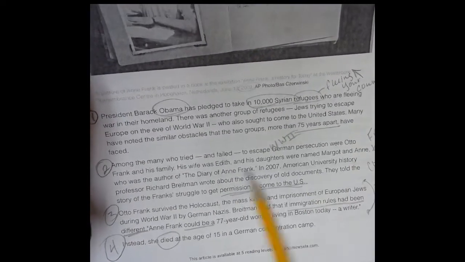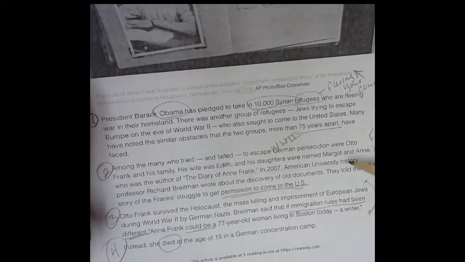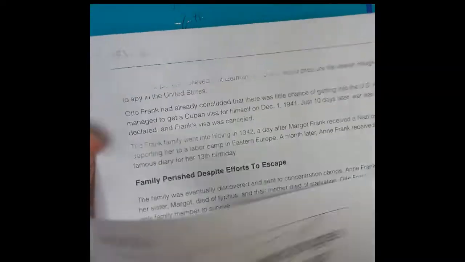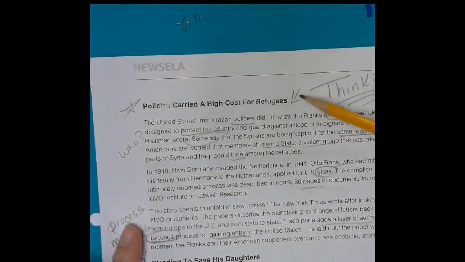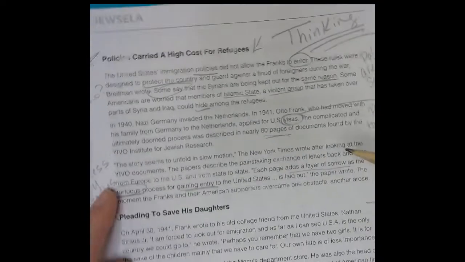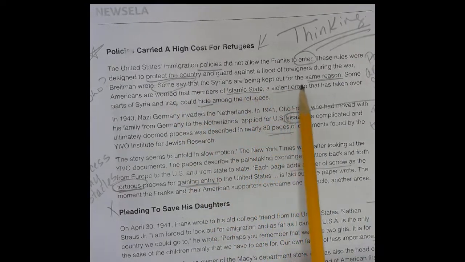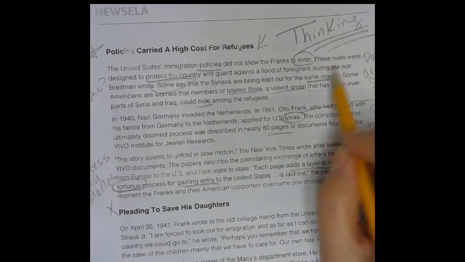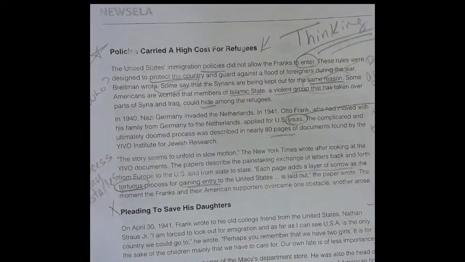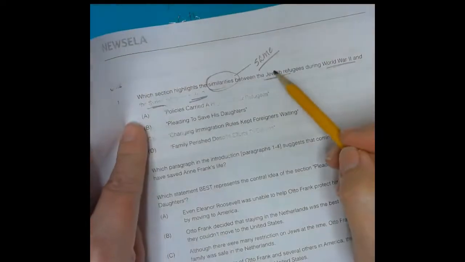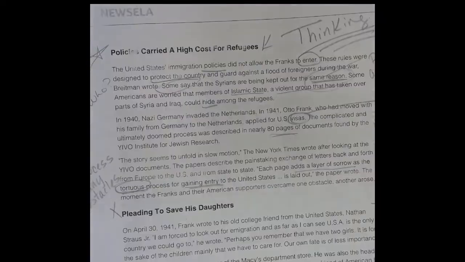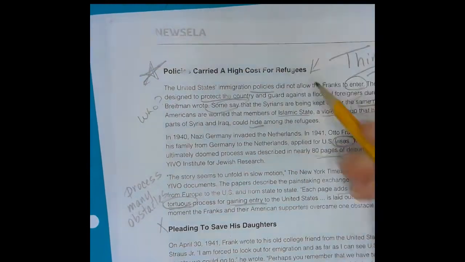So this first section does talk about similarities, but it kind of gets into more details. This first paragraph talks about the similarities, but then it details the Franks. So a little bit, but not too much. Policies carried a high cost for refugees. These rules were designed to protect the country. Some say that the Syrians were being kept out for the same reason. Okay, so that's same. Same. It actually even uses the same language. So I'm going to say this is a good option for number 1.